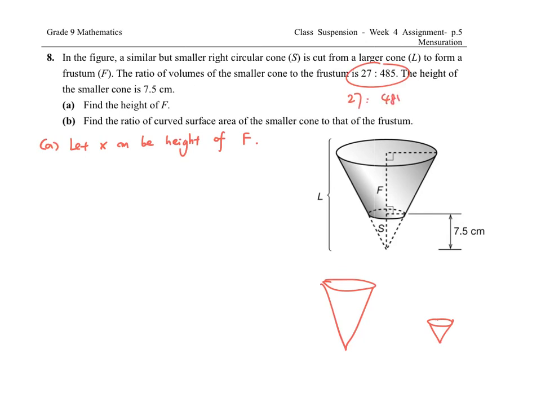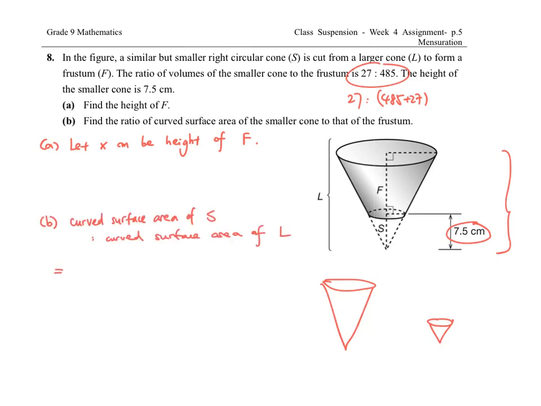Instead, it should be 27 to 485 plus 27. You can just claim it to be the ratio of the volume of the smaller cone to the bigger cone. And then for the height ratio, you will have 7.5 cm to 7.5 plus x. Okay, so you can do it yourself.